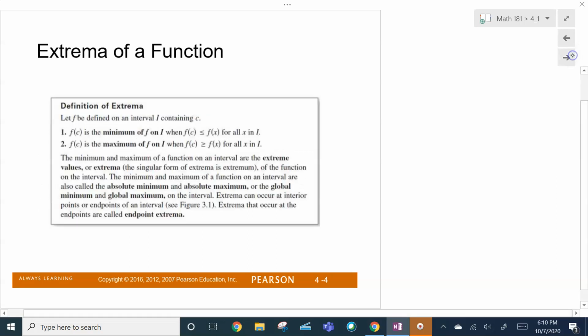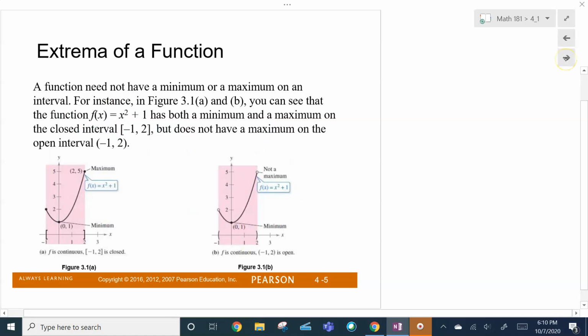So we're going to start out and talk about extrema of a function, kind of go back to pre-calculus for a minute. A y value is a minimum if that value is less than or equal to any of the other y values on that interval, whereas it would be a maximum if it is greater than or equal to any other y value on the interval. And we have absolute minimums and maximums, and then local minimums and maximums. So let's review some here.